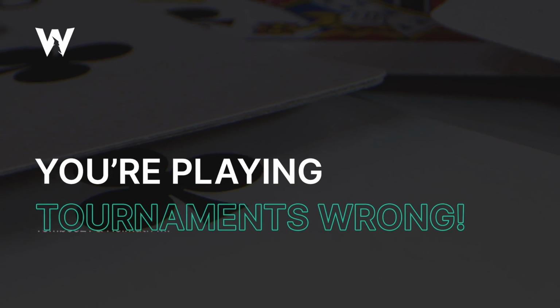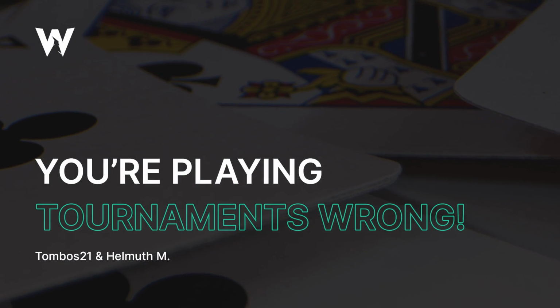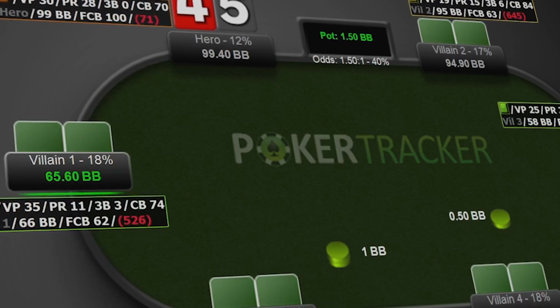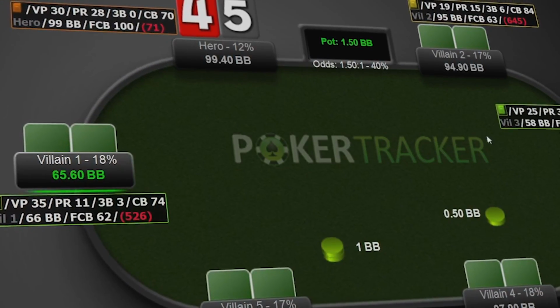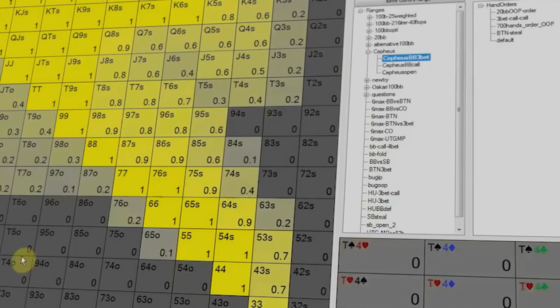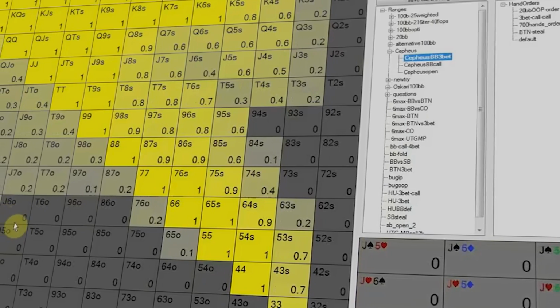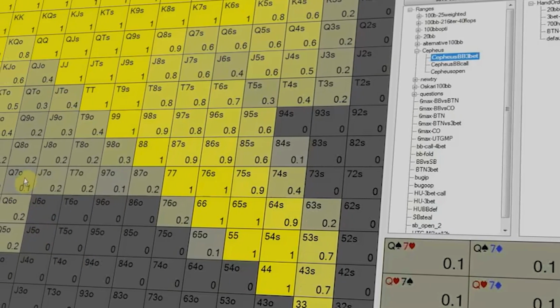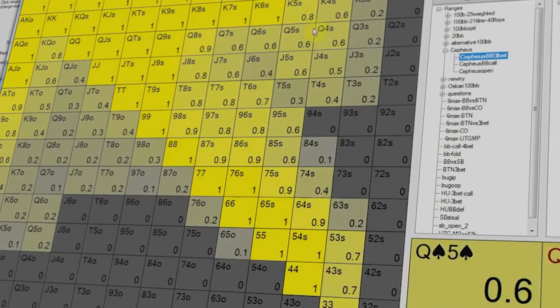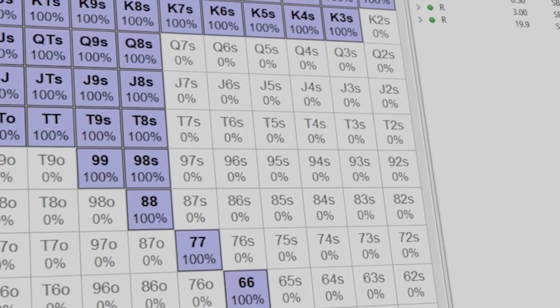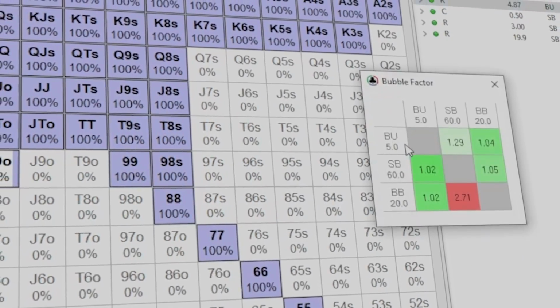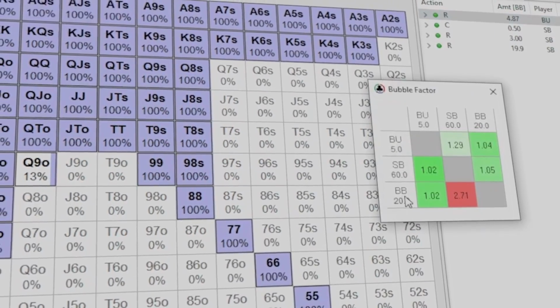You're playing tournaments wrong, and here's why. Back in the day, we started off with HUDs, push-fold charts, simple calculators, and guesswork. And then we created solvers. But it was impossible to solve ICM for large field MTTs, so we used ChipEV simulations instead. Now recently, we've developed the technology to calculate ICM strategies for large field MTT scenarios.